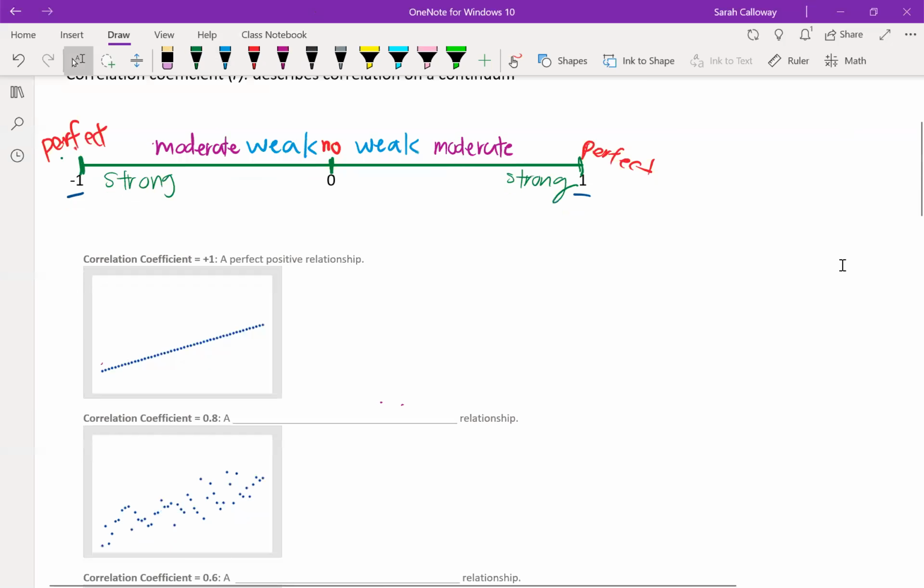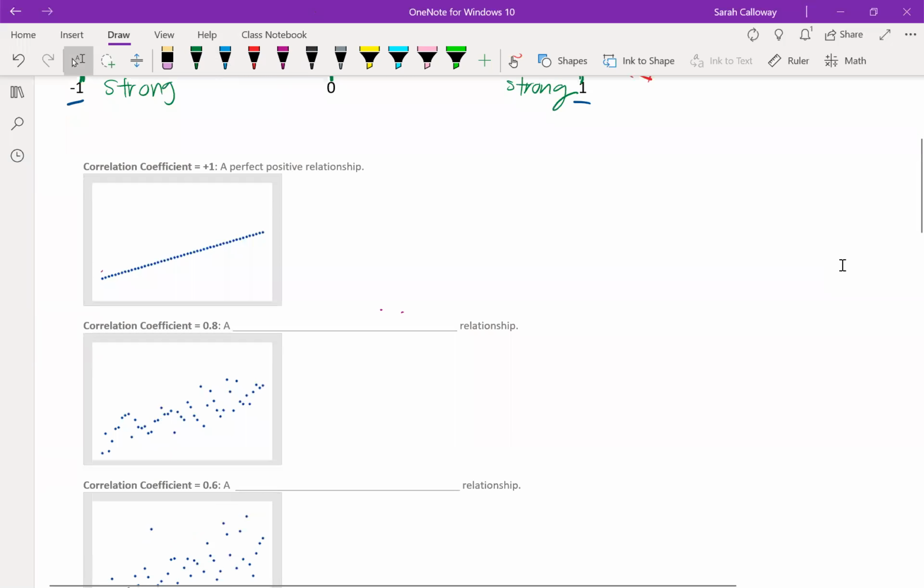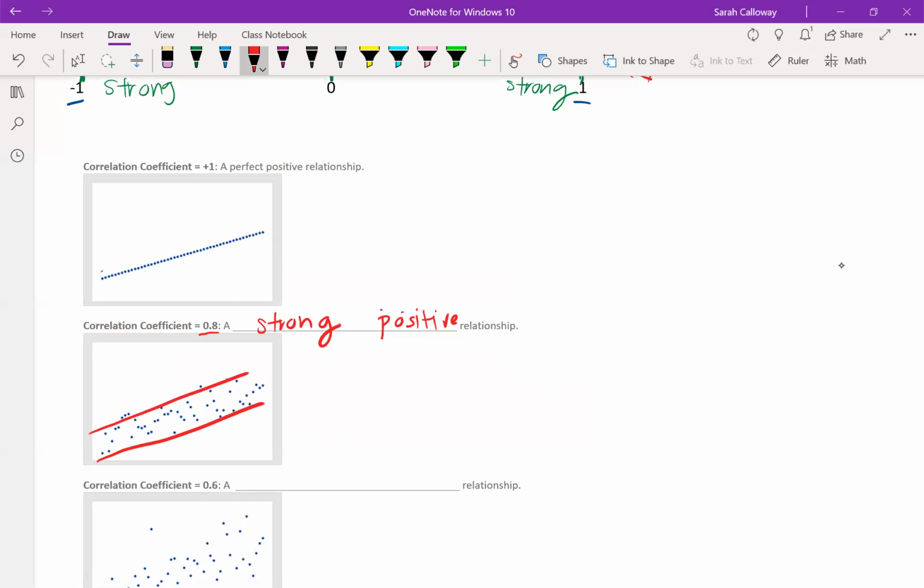So a perfect positive correlation would look like this. Again, I can connect all those points with a perfectly straight line, and that's why it is a perfect positive. If my correlation coefficient is 0.8, that's a positive number, so I know it's going to be a positive relationship. That number is also close to 1, so that means it's going to be strong. Again, the tighter the points are here, the stronger the correlation is.